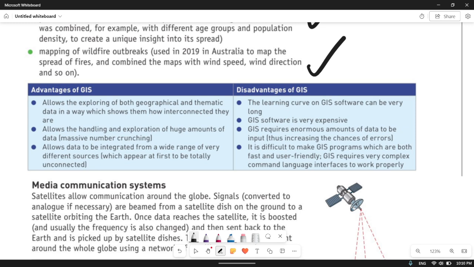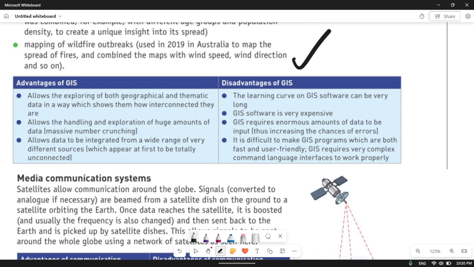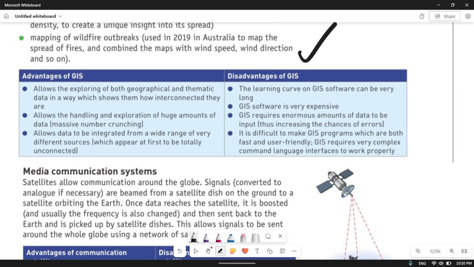Okay. It allows data to be integrated from a wide range of very different sources, which appear at first to be totally unconnected. Disadvantages: the learning curve on GIS software can be very long, it's very expensive, and sometimes an enormous amount of data has to be inputted, so there's an increased chance of errors. Maybe the device that's inputting that data cannot even hold that much data, and there's a possible crash, or maybe the data cannot be entered properly.